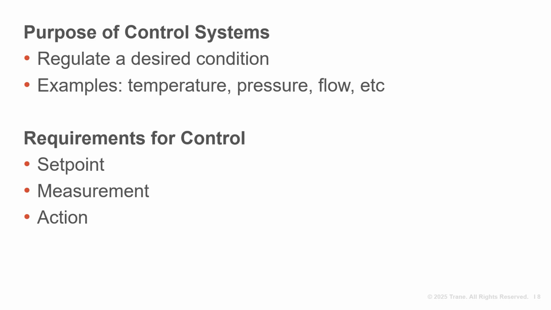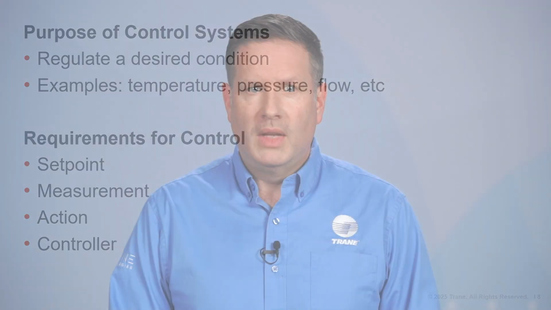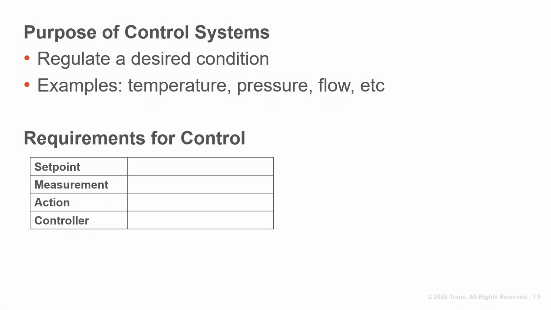This may include adjusting a valve position or changing the speed of a pump. Finally, the controller compares the measured value to the set point and determines which actions to take. If any of these four elements is missing, then it will not be possible to regulate the system operation. Likewise, the performance of the system is directly related to the performance of these four items. For the rest of this program, we will use this table to identify control requirements for various systems.